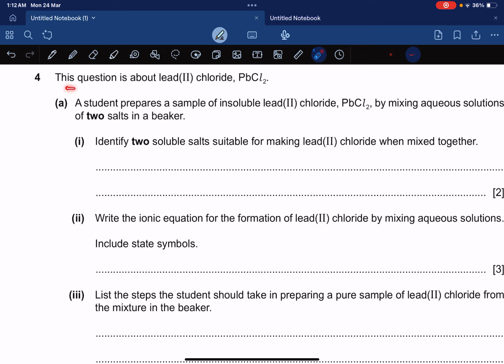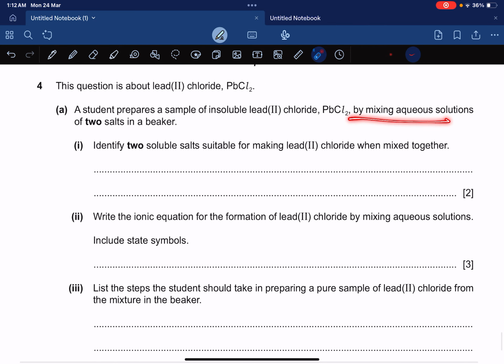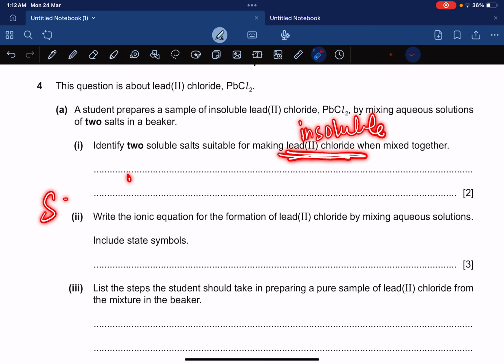This question is about lead chloride. A student prepares a sample of insoluble lead chloride, PbCl2, by mixing aqueous solutions of 2 salts in a beaker. Identify the 2 soluble salts suitable for making lead chloride when mixed together. They've told us that lead chloride is an insoluble salt, and you should know that whenever we're preparing insoluble salts, we take 2 soluble salts.